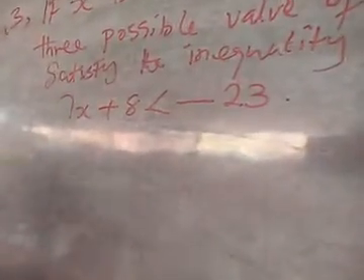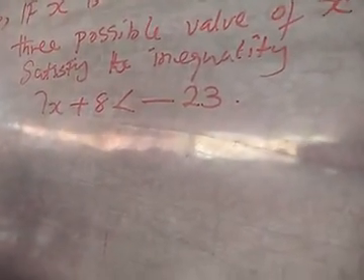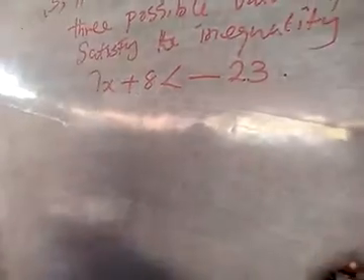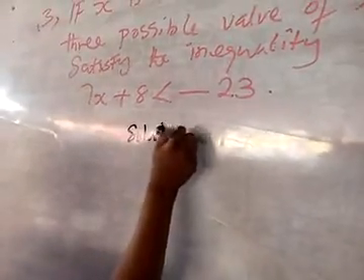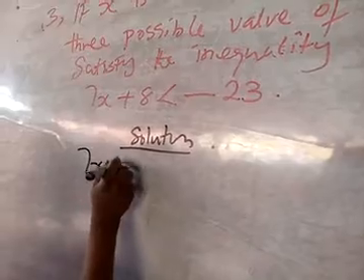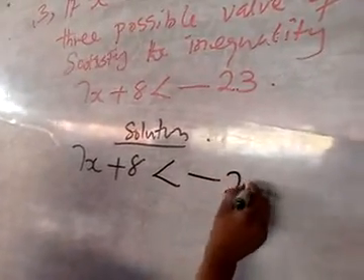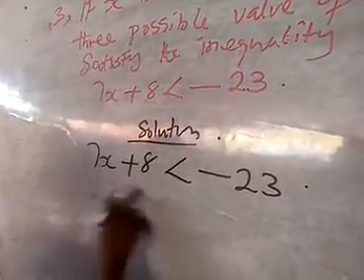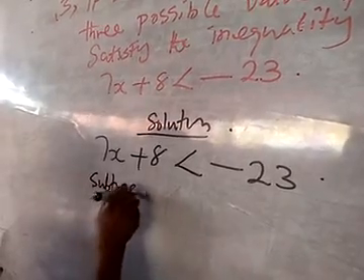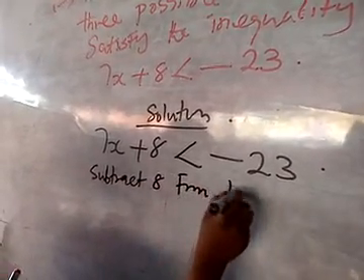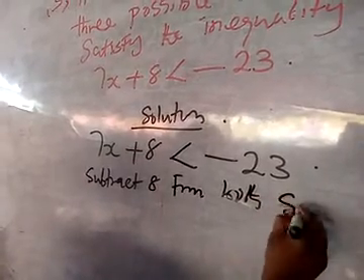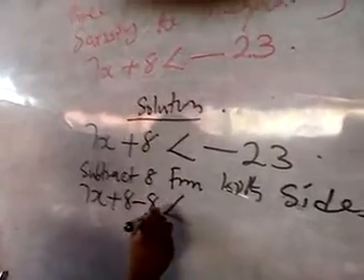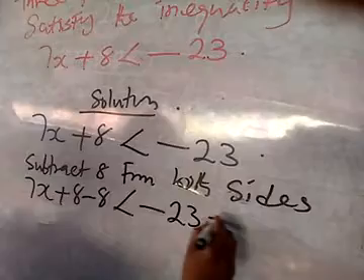Solution. You know what an integer is. An integer is all positive and negative whole numbers. So x cannot be a fraction. Solution: 7x plus 8 is less than minus 23. As usual, we want to eliminate this 8. To do that, we subtract 8 from both sides. We have 7x plus 8 minus 8 is less than minus 23 minus 8.